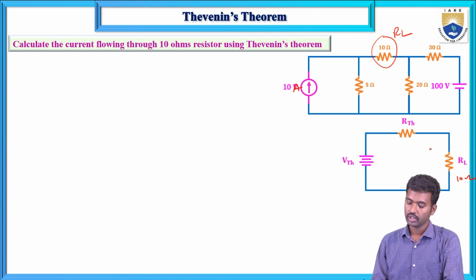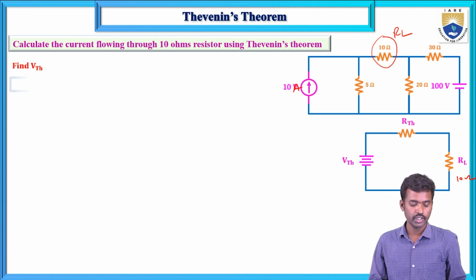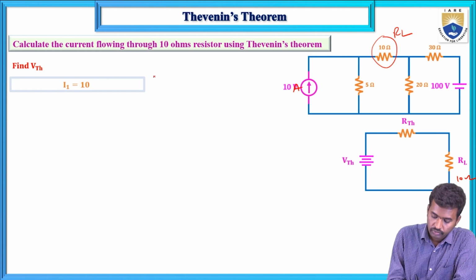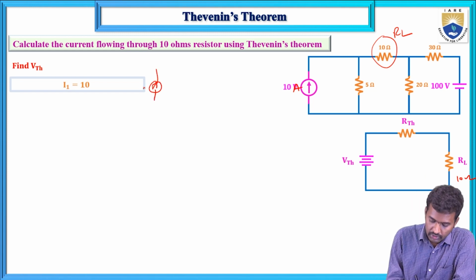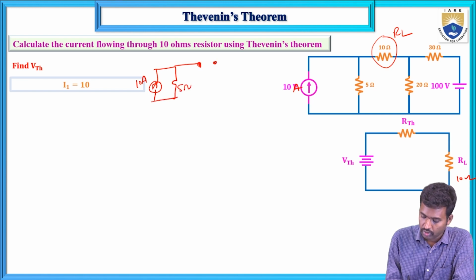So first calculate the VTH. How will we calculate the VTH? First I will draw the circuit. This is the 10 ampere current source and this is 5 ohms. Remove the load resistance, and this one is 100 volts, 30 and 20.